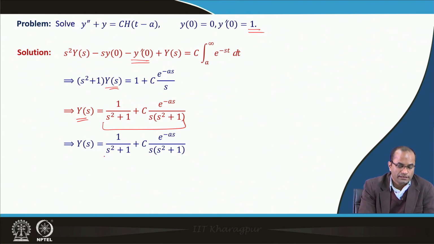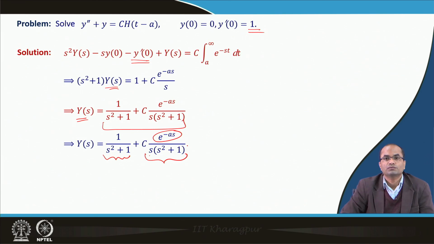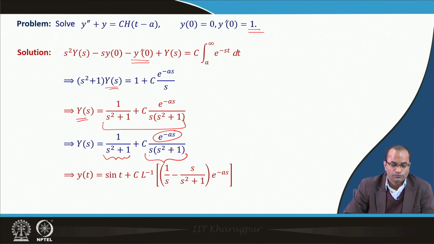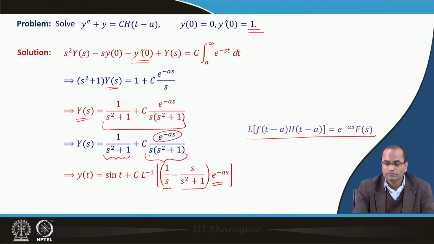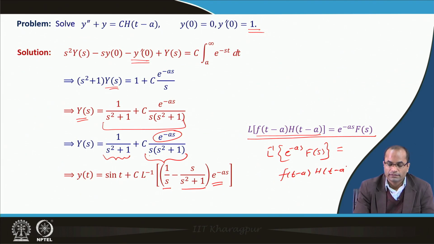Then we can go for the inverse. So, after taking the inverse here, it is clear it will be sin t, and now here we have e power minus as, and then we have s square plus 1. So, we have to first go for partial fractions, for instance it is 1 over s minus s over s square plus 1, and then e power minus as. So, we have to deal now with how to get the inverse. Remember the shifting theorem, where the L inverse of e power minus as F(s) will be just f(t minus a) h(t minus a). This is the inverse here.